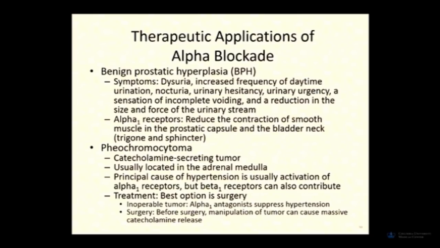So dysuria, increased frequency of urination, nocturia, urinary hesitancy, urinary urgency, a sense of incomplete voiding, and the reduction in the size and force of the urinary stream. Okay. Alpha-1 receptors reduce the contraction of the smooth muscle in the prostate capsule and the bladder neck.